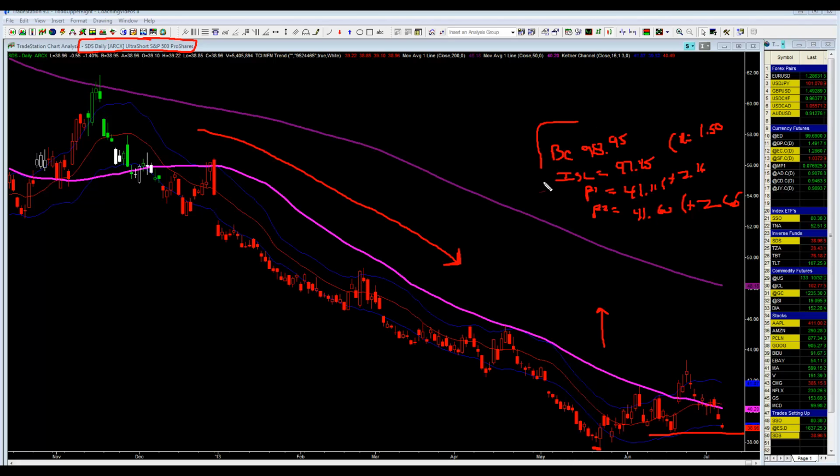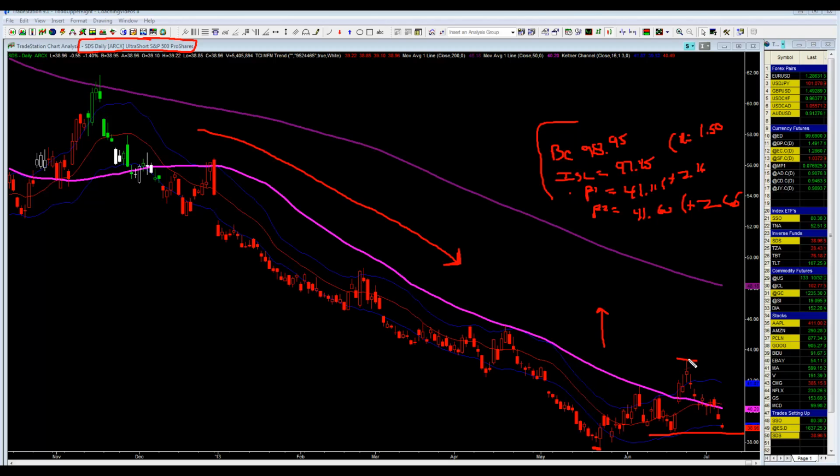All right, so this is the trade. Again, long at $98.95. The stop would be a close below $97.45. First objective is $41.11. The second one, $41.60. Looking for the overall market to come down a little bit. Looking for a rally up in here.